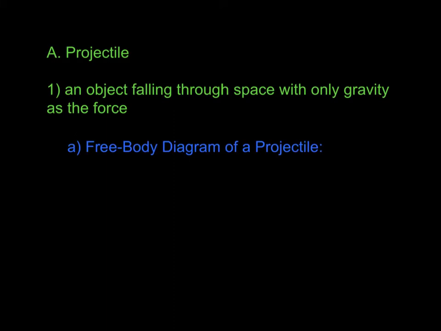Because a projectile still involves a force acting on an object, we can draw a free body diagram for any projectile. Let's take the first example of a ball rolling off a table. Here's our table. And the ball rolls off the table and falls to the floor. When it is in midair, the only force that acts on it is the downward force of gravity.